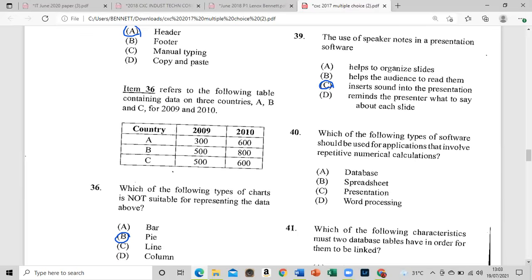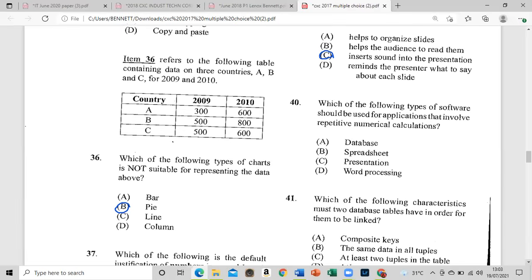All right, let's move on to 40. Which of the following types of software should be used for applications that involve repetitive numerical calculation? We did that already. Is it not database? It's definitely spreadsheet. Excel.